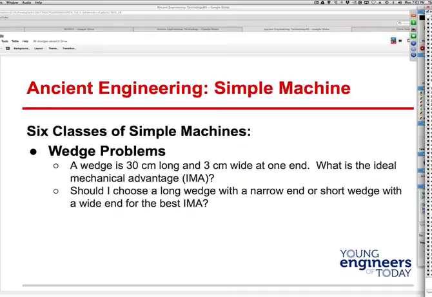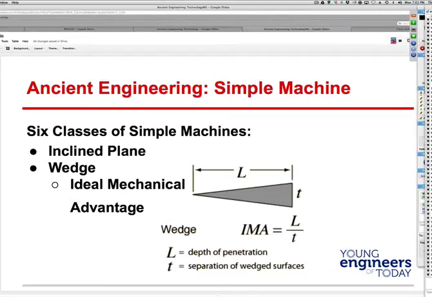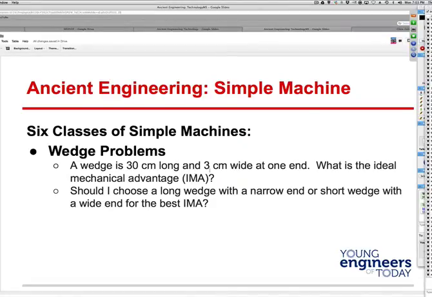All right, so if the wedge is 30 centimeters long and it's 3 centimeters wide, and the AMA is equal to the length to the width divided, or how do you put it? Let me say it a little bit better here. It's the depth of the penetration, we just said that was 30 centimeters, by the separation, 3. So 30 centimeters over 3 centimeters gives you a mechanical advantage of 10. Well done, folks, that are doing this.